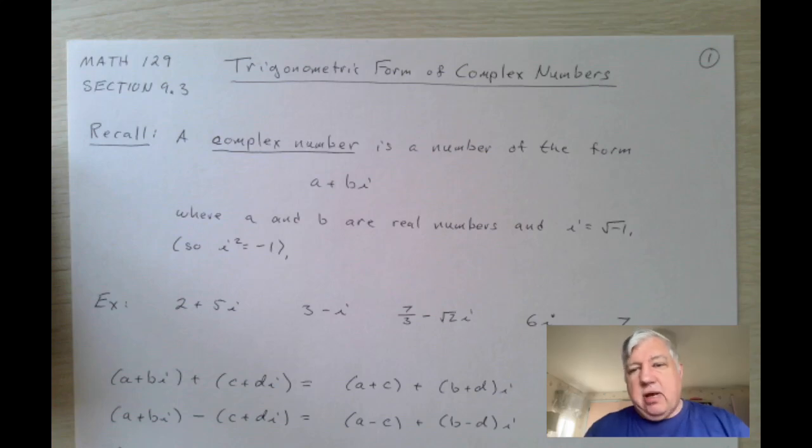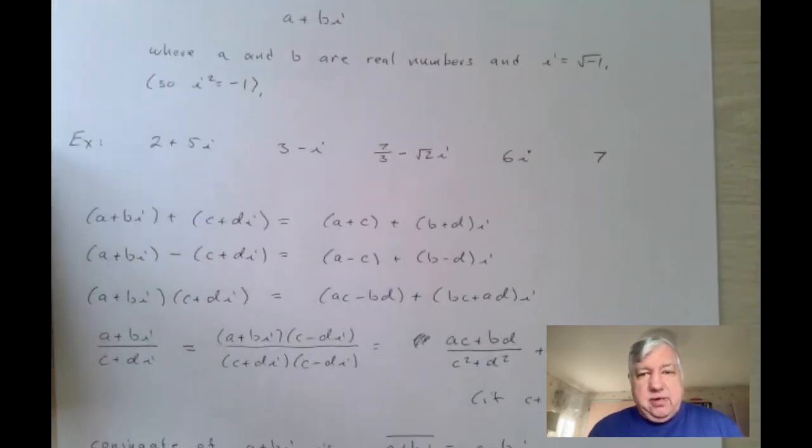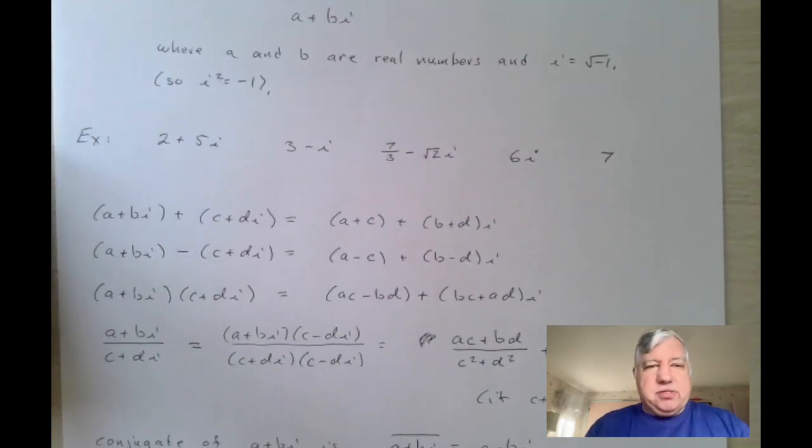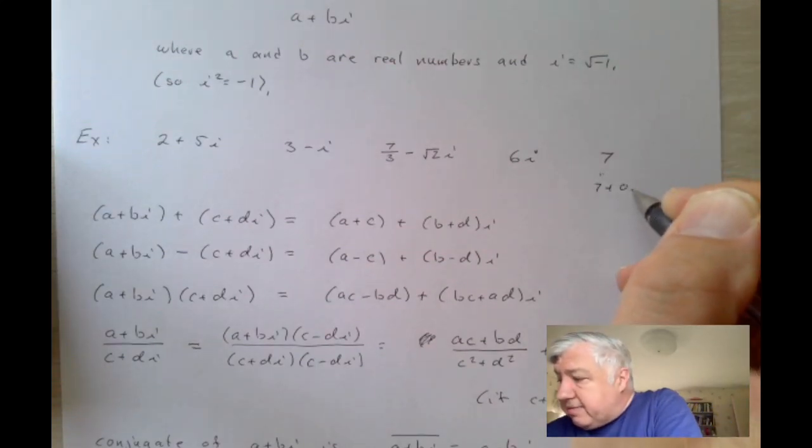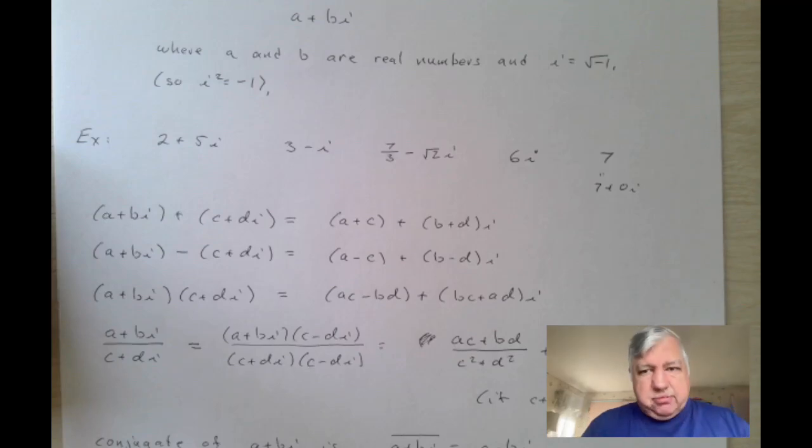Okay, and i has the property basically that if you square i, you get -1. There's also a negative square root of -1, that's minus i, and so these are all examples of complex numbers. Okay, 2 plus 5i, 3 minus i, 7/3 minus square root 2 times i, right? This 7/3 and square root 2, those are real numbers. 6i, and even 7, okay? Because 7 can be written as 7 plus 0i. So every real number is a complex number. So just so you know that.